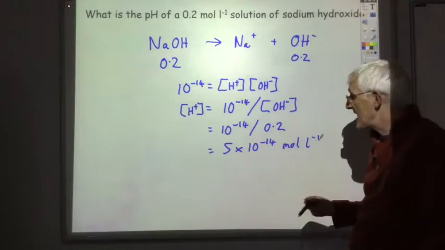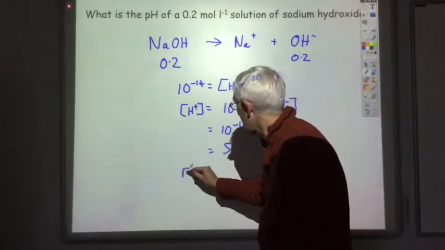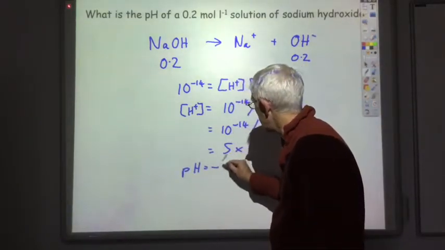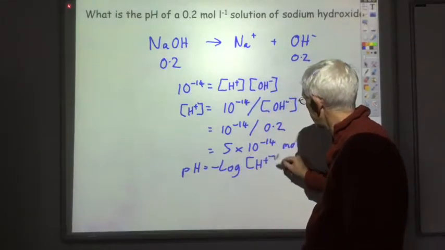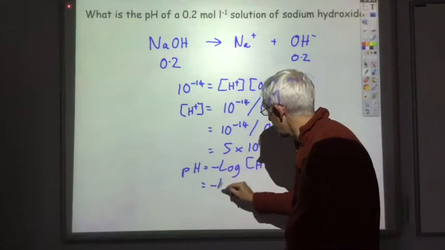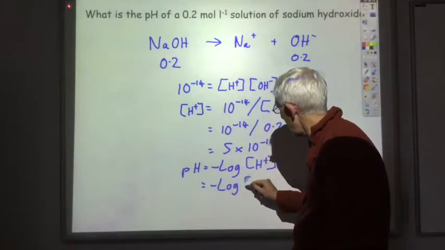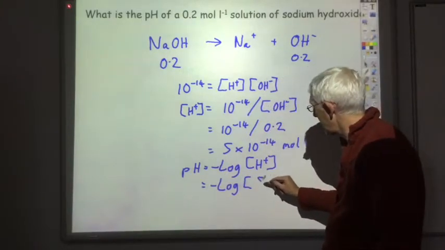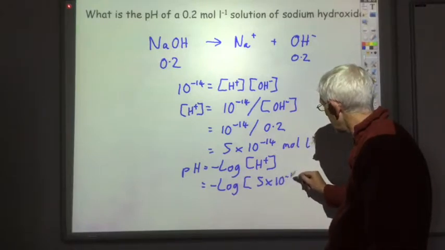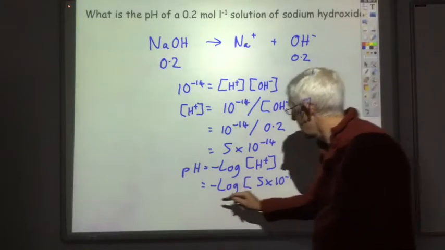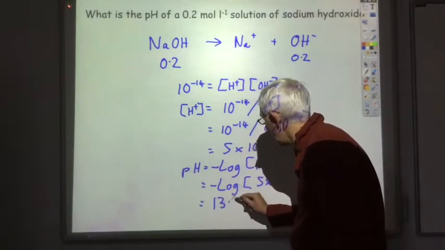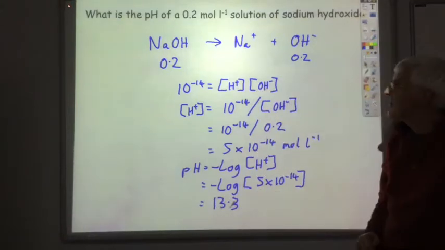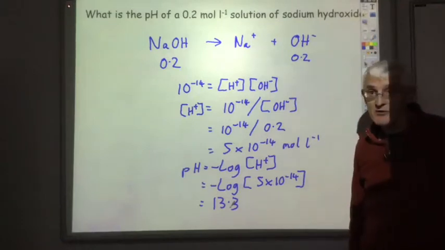So we then stick that into our equation. pH equals negative log H plus. So negative log of 5 times 10 to the minus 14, and that gives an answer of 13.3. Alkaline, as you expect from a solution of sodium hydroxide.